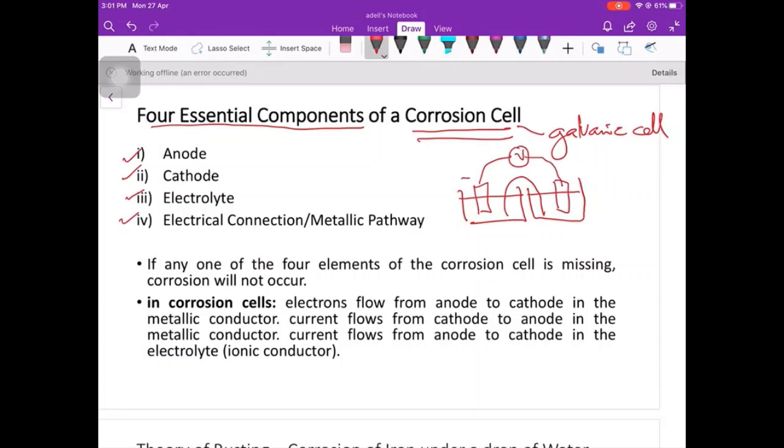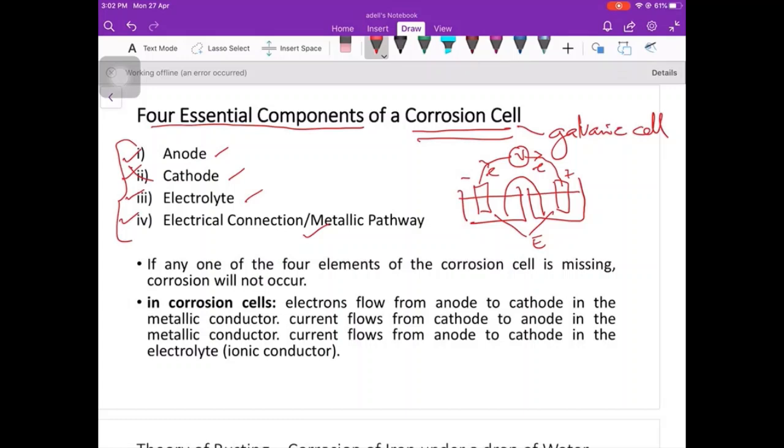All the 4 components must be present. One is the anode. This is the anode. This is the cathode. Next, the electrolyte, and also the electron pathway. Anode, cathode, electrolyte, the solution, and also the metallic pathway. If any one of the 4 elements is missing, for example there is no cathode or electrolyte, the corrosion will not occur.